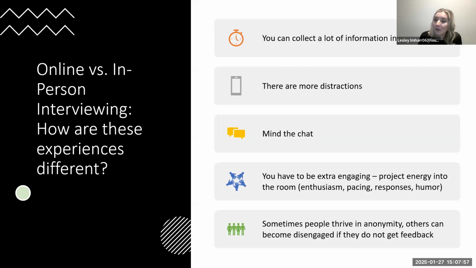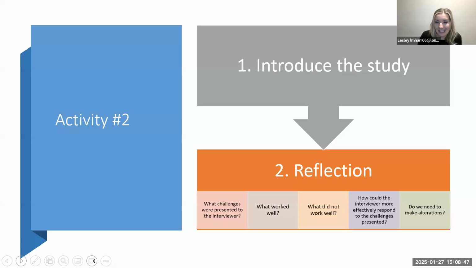Sometimes people are also more effective at writing rather than speaking. That might be their preferred way of communication. So also being able to utilize the chat is effective. I have found that you have to be extra engaging as an interviewer online. You have to figure out ways to project energy in the room. I would say this is particularly true when running focus groups online, but even with individual interviewing, you want to think about enthusiasm, pacing, responses, and humor as a way to be engaging. And again, some people really thrive in this anonymity. Some people become disengaged online. So again, you have to be flexible in this type of approach.